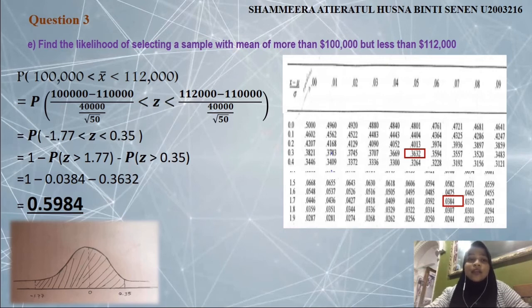If we refer to the appendix table, we will see that the value for 1.77 is 0.0384, and for 0.35 it is 0.3632, and after we subtract, which is 1 minus 0.0384 minus 0.3632, the final answer will be 0.5984.